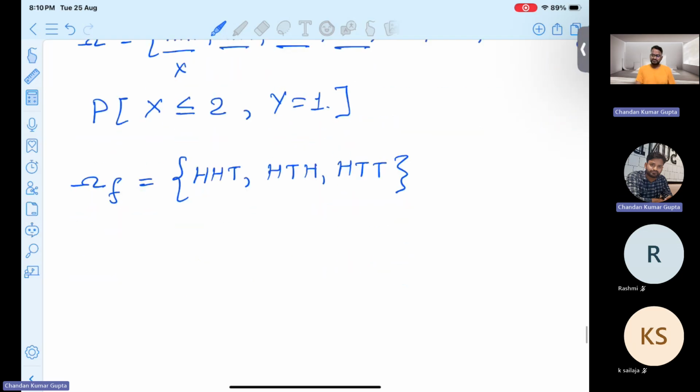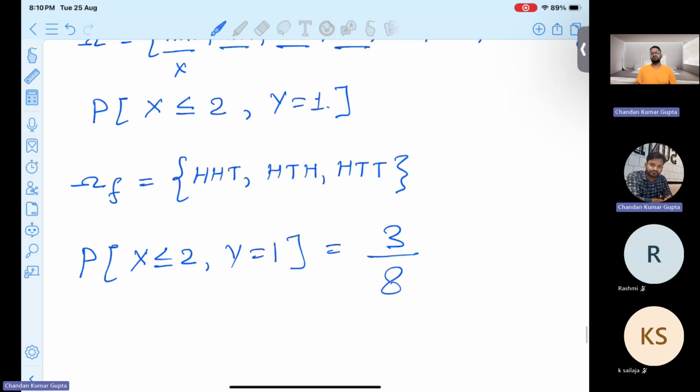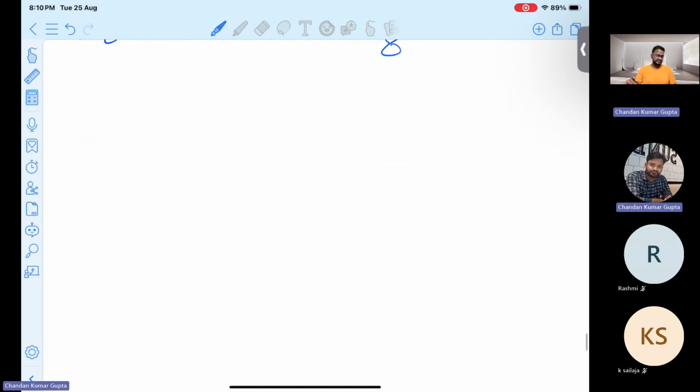Now it's simple. The probability that x is less than or equal to 2 given y equal to 1 is just 3 out of a total of 8. So it's 3 by 8. Is it okay? Is there any doubt to anyone? Please let me know.